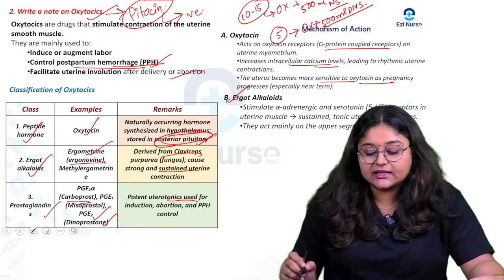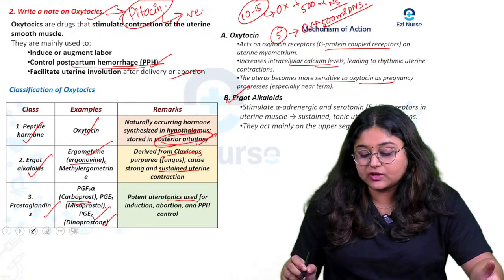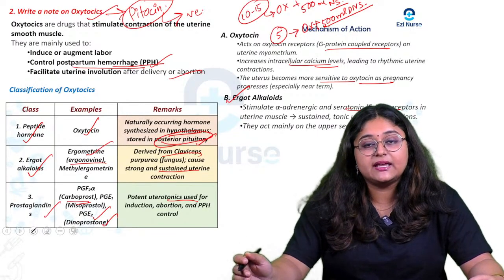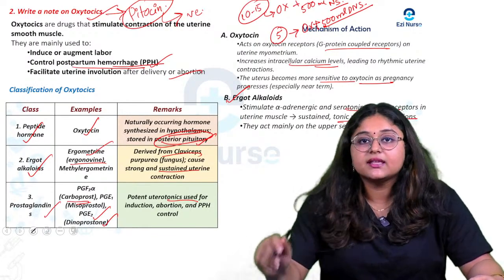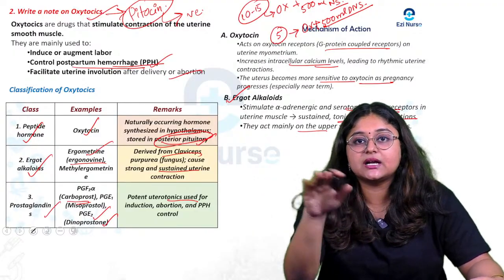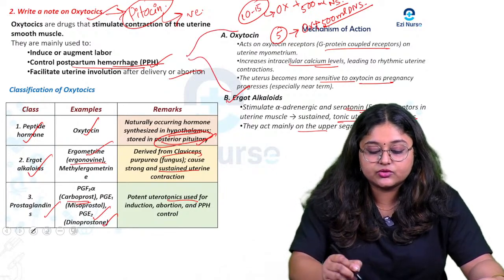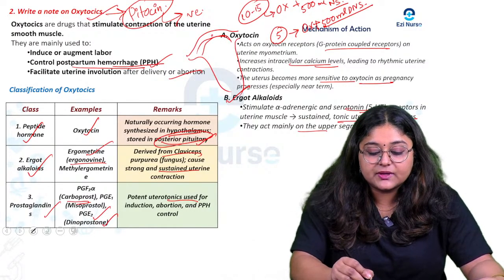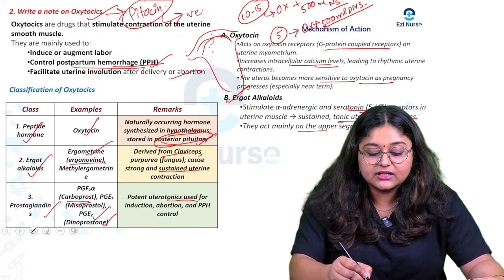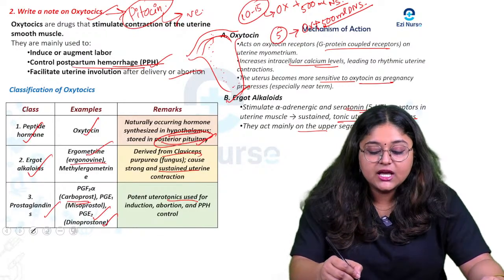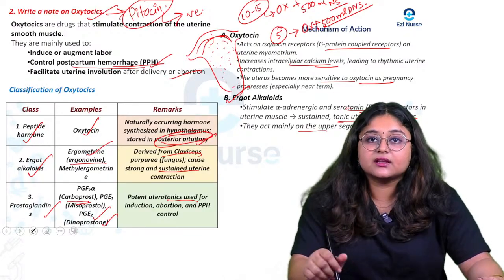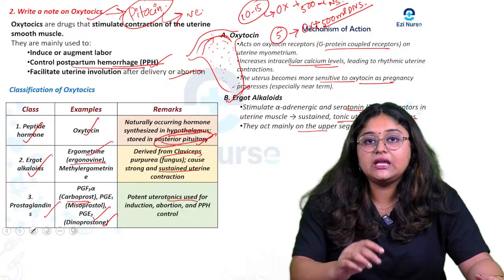Now come to the ergot alkaloids, which stimulate the alpha adrenergic receptors and then serotonin 5-HT receptors in the uterine muscle, which is mainly helpful for sustaining the tonic uterine contraction, and they act mainly on the upper segment of the uterus. So when it starts to work on the upper segment, the contraction will start there and come downside. Then it will cover the middle portion, then the corner portion. In that way the contraction will circulate all over the uterus.